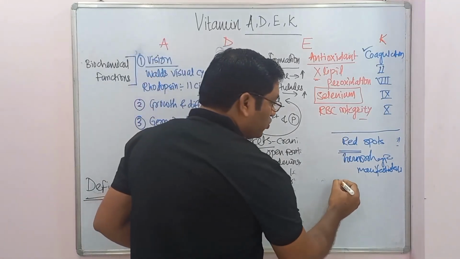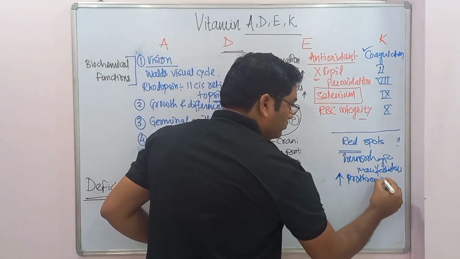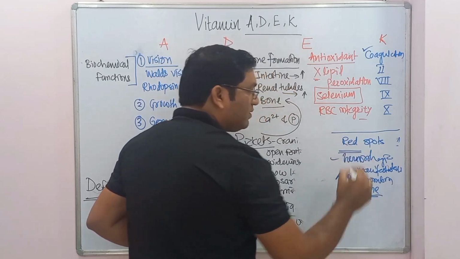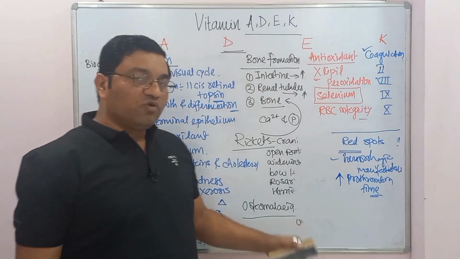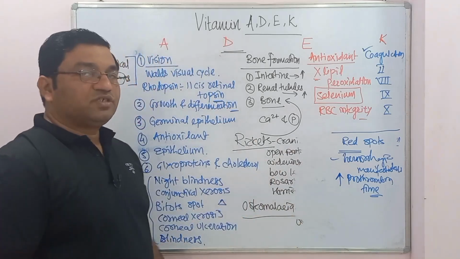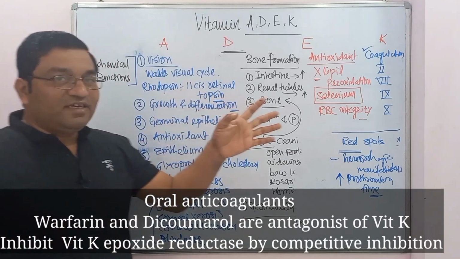Deficiency will delay the prothrombin time. The prothrombin time will be raised in vitamin K deficiency, and red and hemorrhagic spots will be there all over the body. So these are the deficiency manifestations of vitamin K. So this is in short the discussion of vitamins A, D, E and K. Got it?